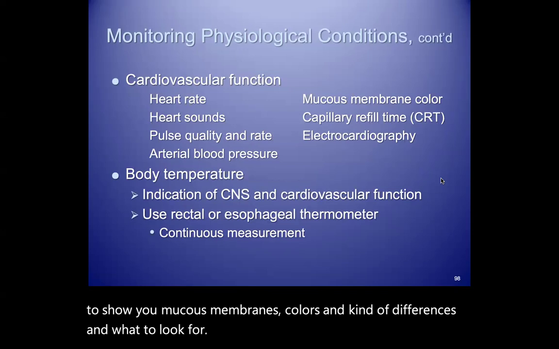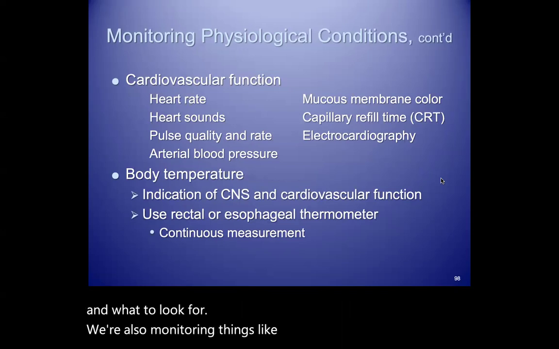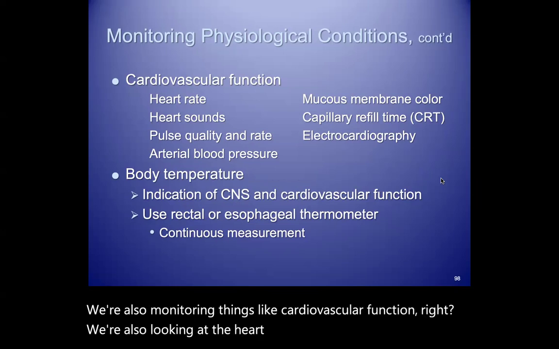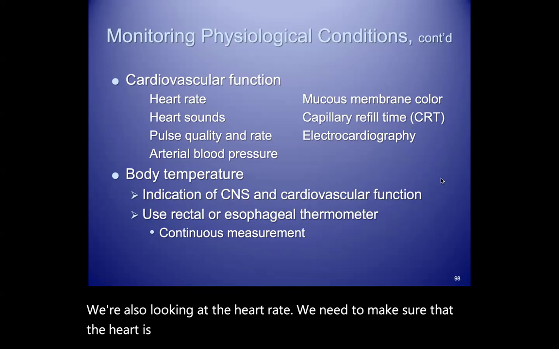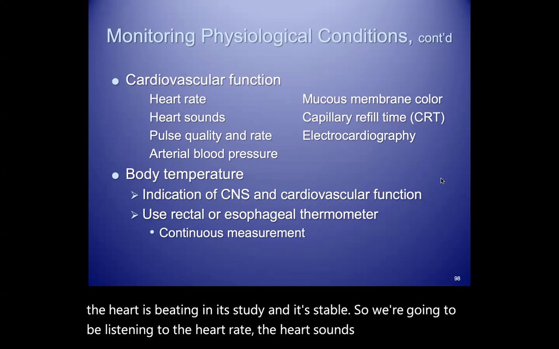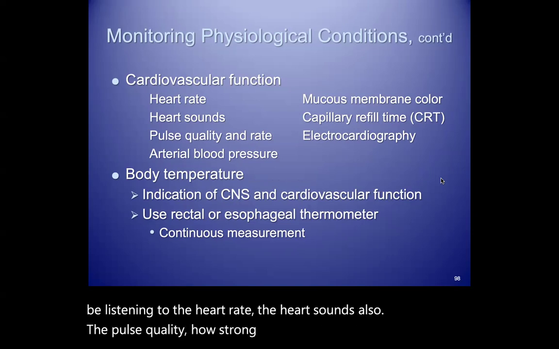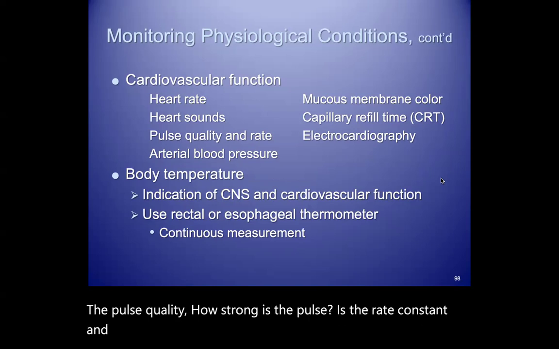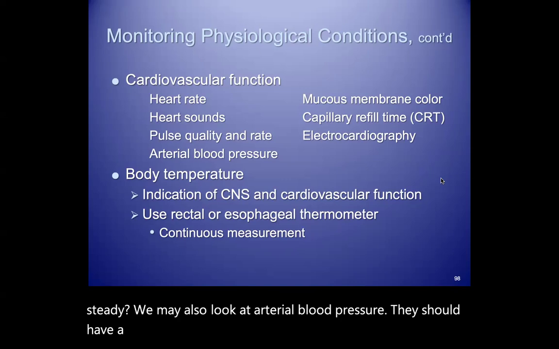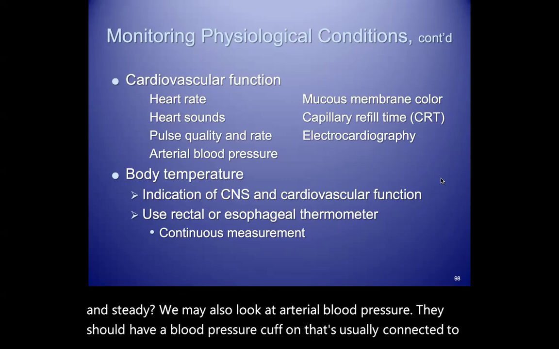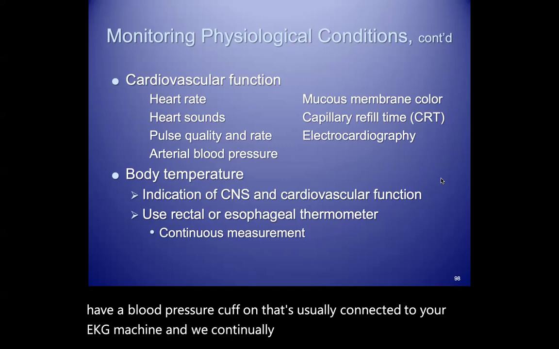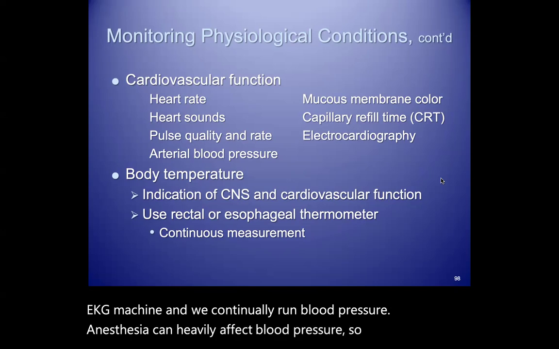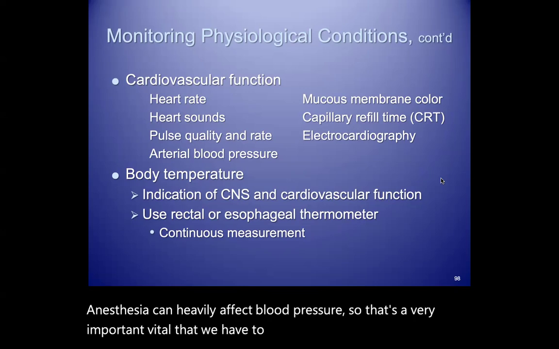We're also monitoring things like cardiovascular function, right? We're also looking at the heart rate. We need to make sure that the heart is beating and it's steady and it's stable. So we're going to be listening to the heart rate, the heart sounds, also the pulse quality. How strong is the pulse? Is the rate constant and steady? We may also look at arterial blood pressure. They should have a blood pressure cuff on that's usually connected to your EKG machine, and we continually run blood pressure. Anesthesia can heavily affect blood pressure, so that's a very important vital that we have to be monitoring.